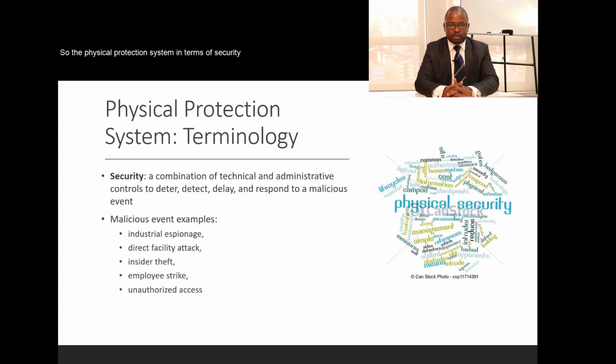So the physical protection system, in terms of security, is a system that is put in place to protect our assets. Now, we can define the term security as technical and administrative controls that are put in place to deter, to detect, and to delay an adversary from accessing our assets, in this case, chemicals. The security is put in place because of malicious events. These events could be theft, a strike, unauthorized access, or an attack on a facility.